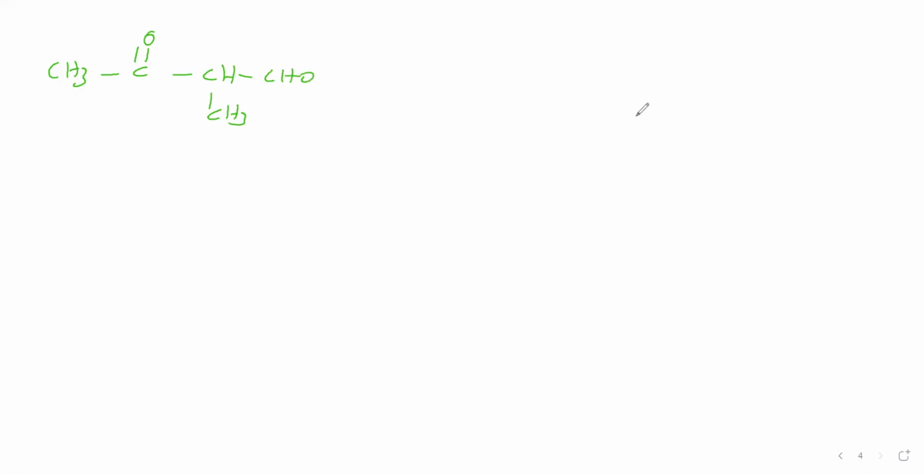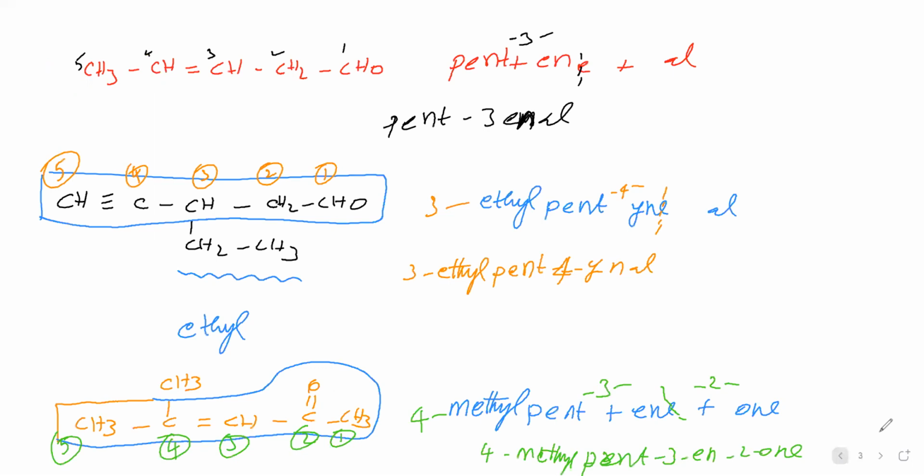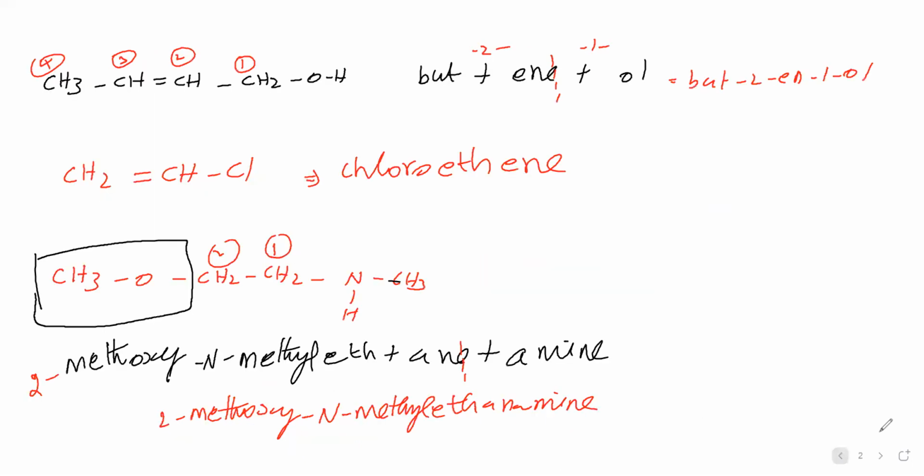For this, let us select the parent chain. Before that, see the functional groups. One is aldehyde, another one is ketone. CHO is called aldehyde, CO is called ketone. Two functional groups are present here. Now we will see the priority order of aldehyde and ketone.